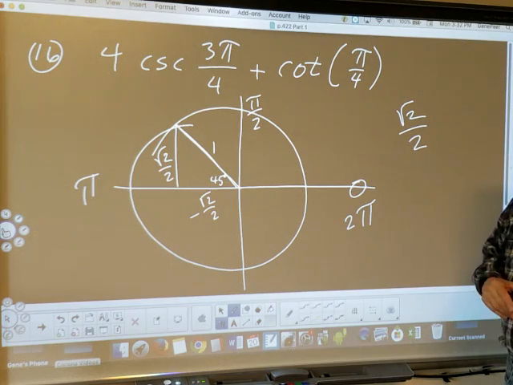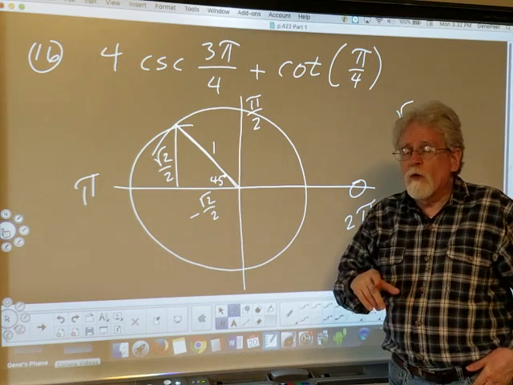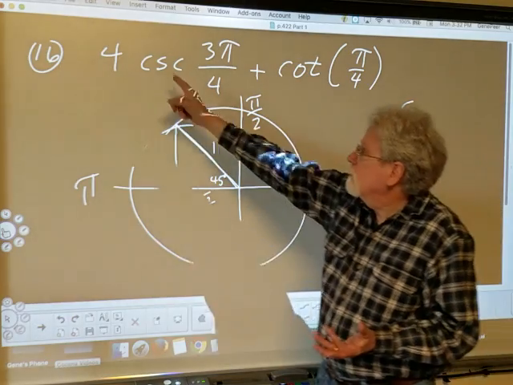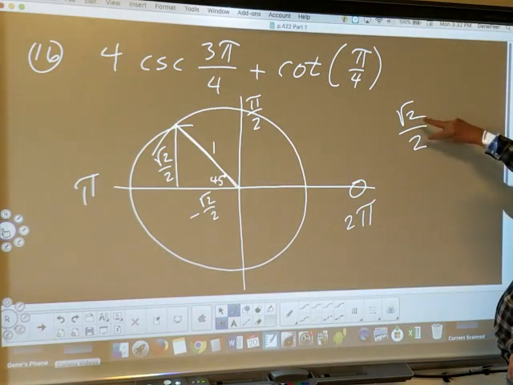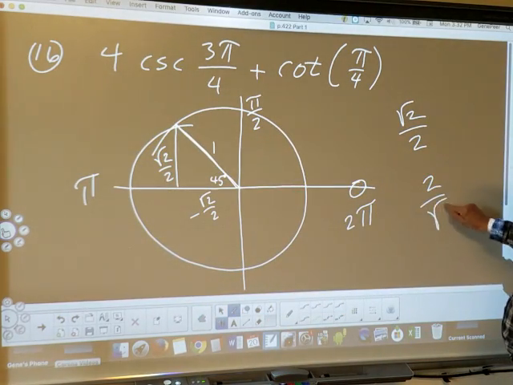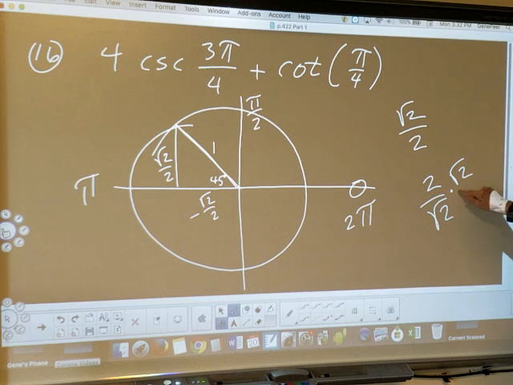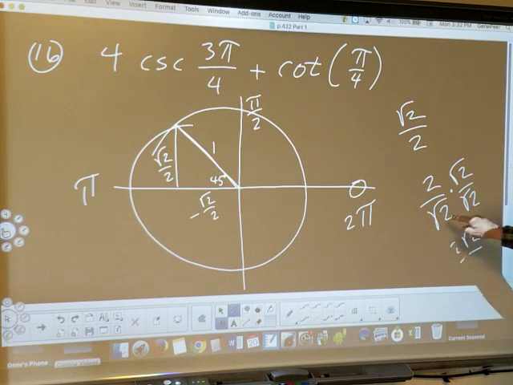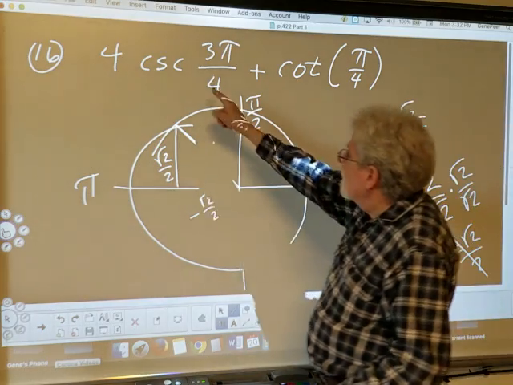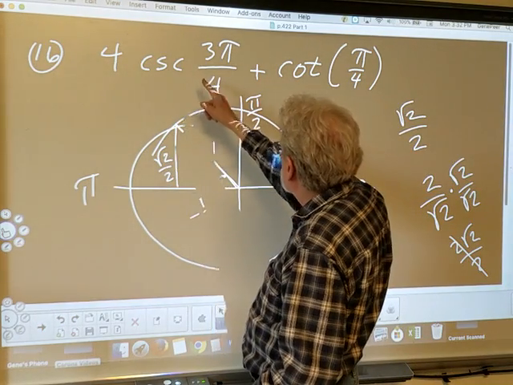That's sine. But we don't want sine. We want the reciprocal of sine. We want cosecant. So we flip this to 2 over square root of 2. And then we use our usual trick to get that radical out of the denominator. So we multiply by square root of 2 over square root of 2, which gives us 2 square root of 2 over 2. These cancel. So we have here square root of 2.